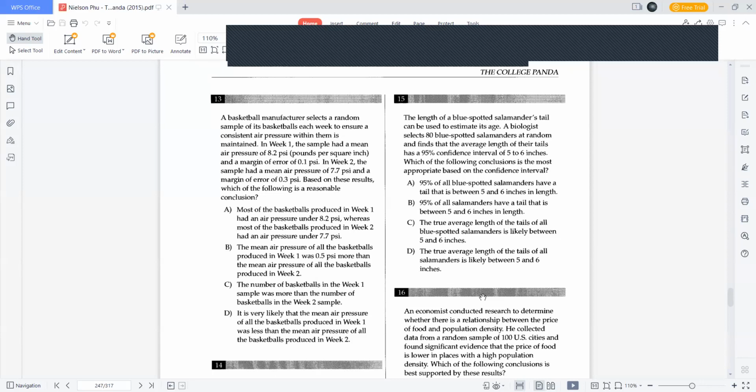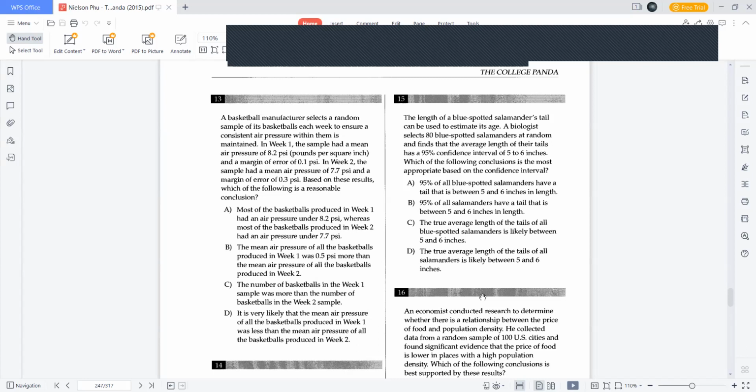Nope. The number of basketballs in week 1 sample was more than the number of basketballs in week 2 sample. There's no way to know that. He didn't say anything like that. It could even be more. Who knows? Let's do A. Most of the basketballs produced in week 1 had an air pressure under 8.2 psi, whereas most of the basketballs produced in week 2 had an air pressure under 7.7 psi. I don't think that makes any sense. I didn't hear what you said.